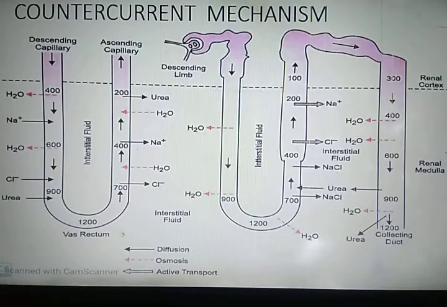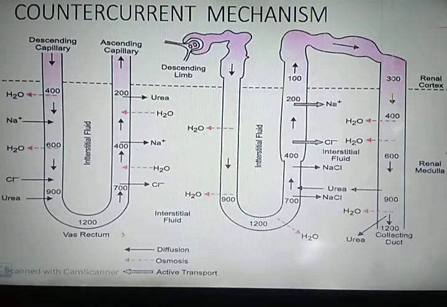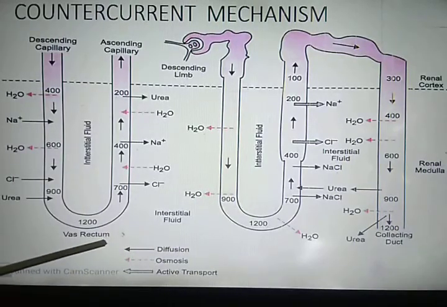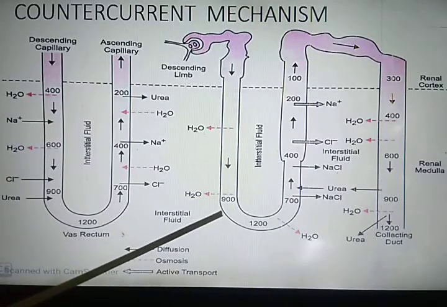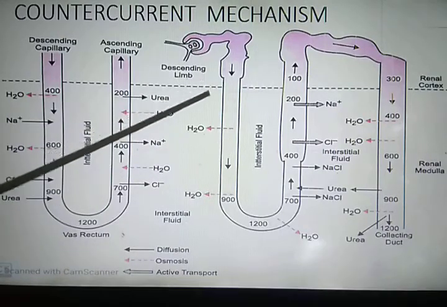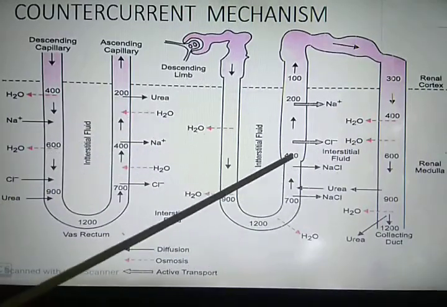So the main points related to countercurrent mechanism: it is the mechanism for concentrating the urine and it depends upon loop of Henle and vasa recta. First of all, we will discuss loop of Henle. Loop of Henle consists of two limbs, descending limb and ascending limb.